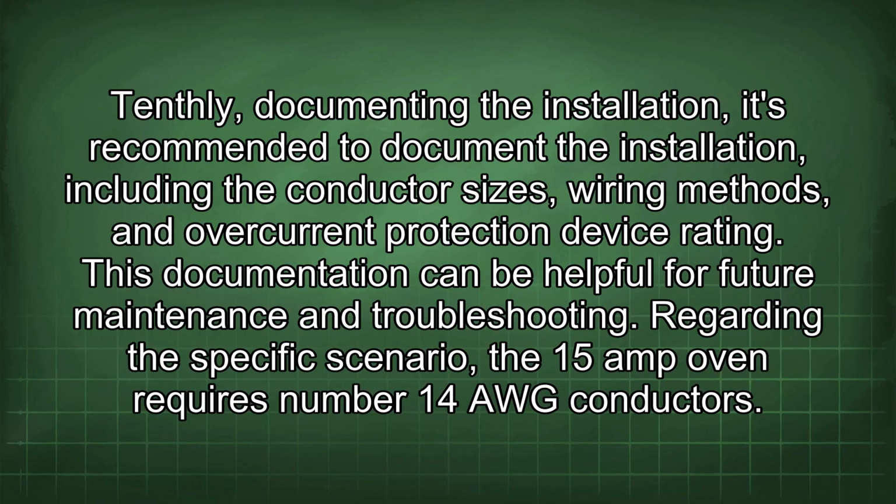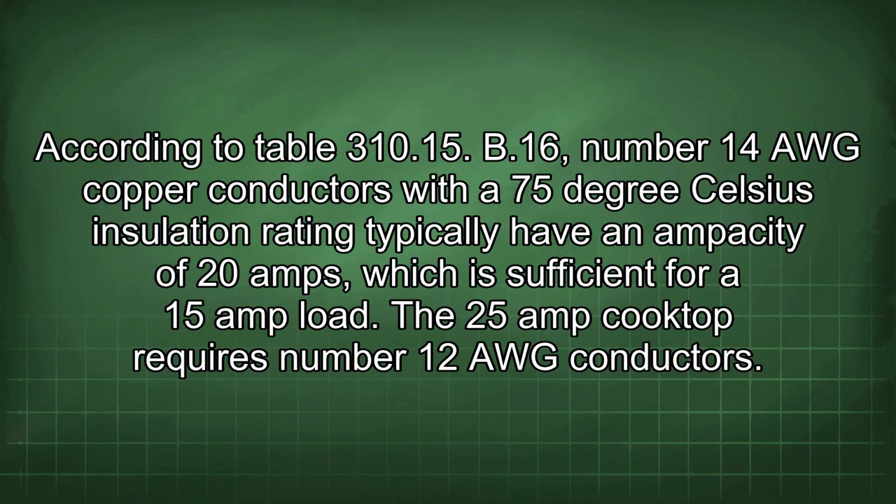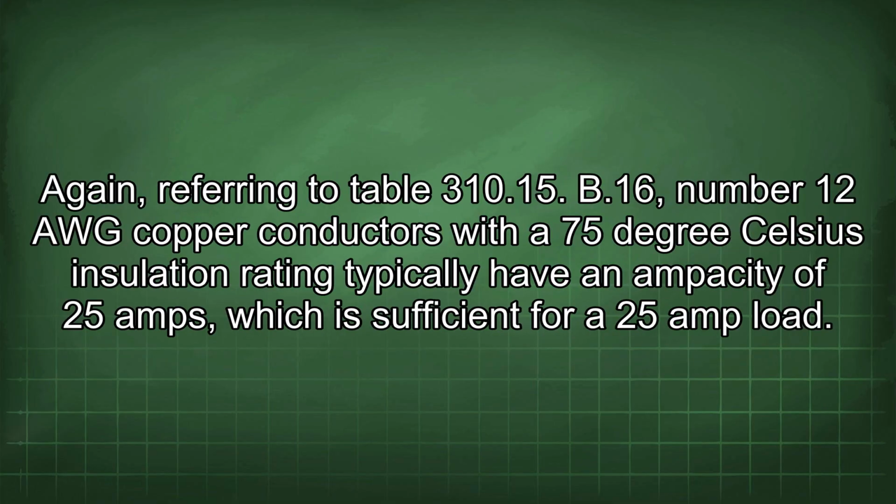Regarding the specific scenario, the 15 amp oven requires number 14 AWG conductors. According to table 310.15(B)(16), number 14 AWG copper conductors with a 75°C insulation rating typically have an ampacity of 20 amps, which is sufficient for a 15 amp load. The 25 amp cooktop requires number 12 AWG conductors, again referring to table 310.15(B)(16). Number 12 AWG copper conductors with a 75°C insulation rating typically have an ampacity of 25 amps, which is sufficient for a 25 amp load.